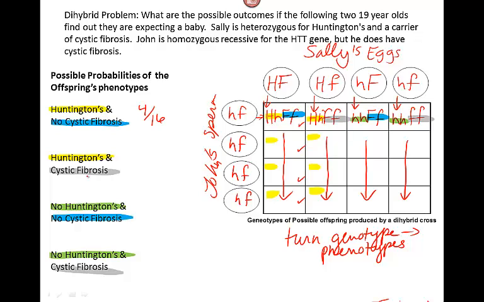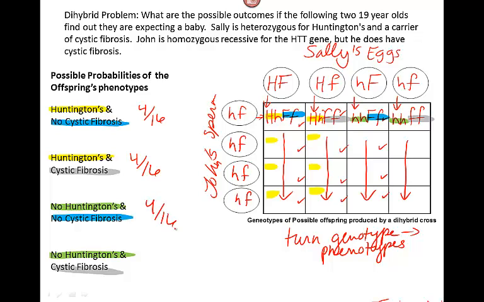What are the chances of getting a child with Huntington's disease and cystic fibrosis? The double whammy. So that's a yellow and a gray streak. 1, 2, 3, 4, 4/16. What are the chances of having a perfectly healthy baby with no Huntington's disease and no cystic fibrosis? So the green and the blue. 1, 2, 3, 4, 4/16.